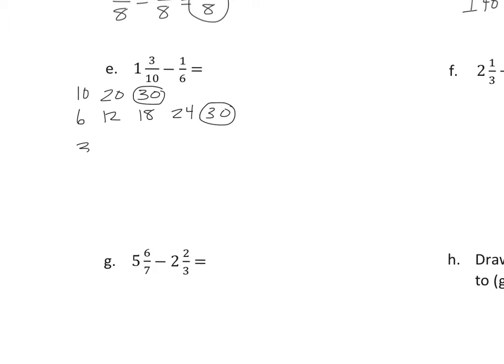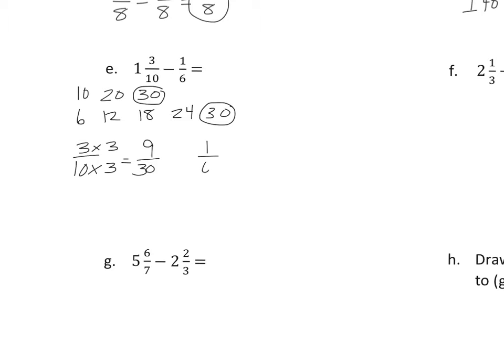So I'm going to take 3/10 and I'm going to multiply that by 3, because 10 times 3 is going to give me 30, which means my numerator, the top number of the fraction, is going to be 9.